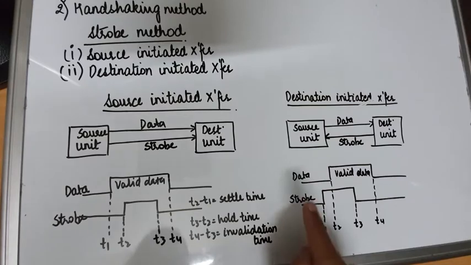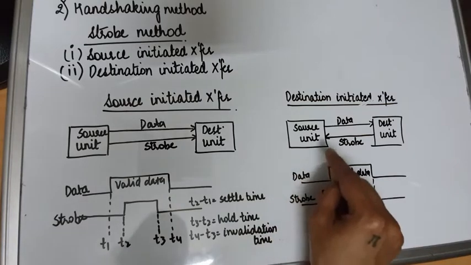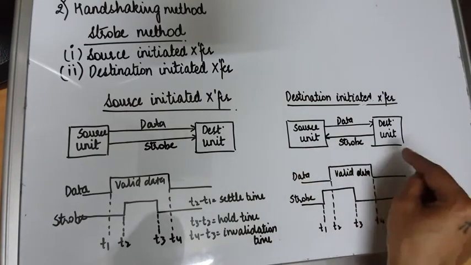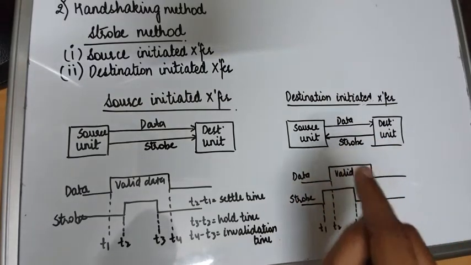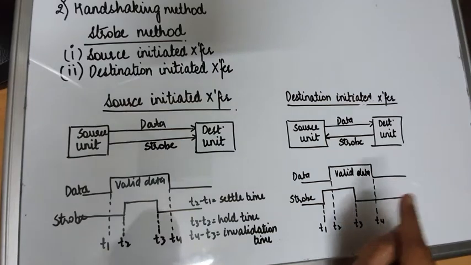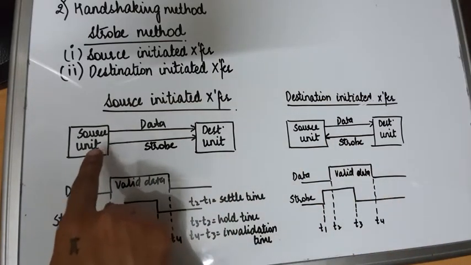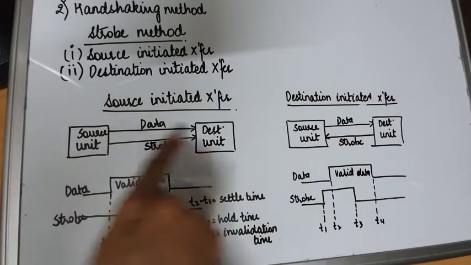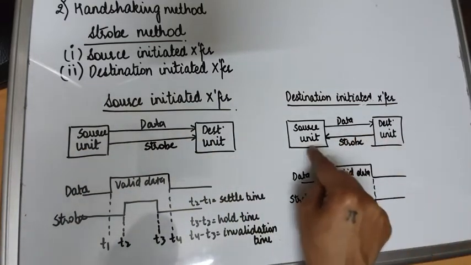Now we will study destination initiated transfer. For any kind of data transfer, you will always need a source unit and a destination unit. The data bus will always be directed from the source unit to the destination unit. Here, the signal direction changes. Earlier, the strobe signal was from source to destination. Now, the strobe signal is from destination to the source.